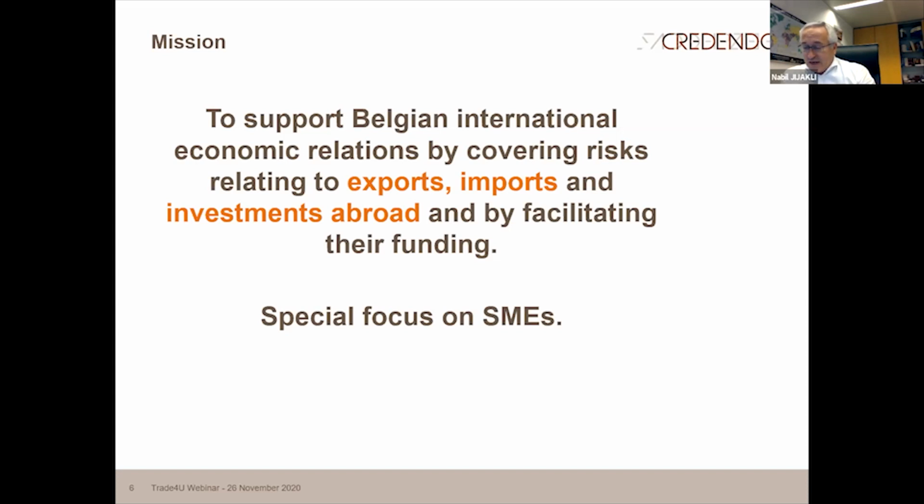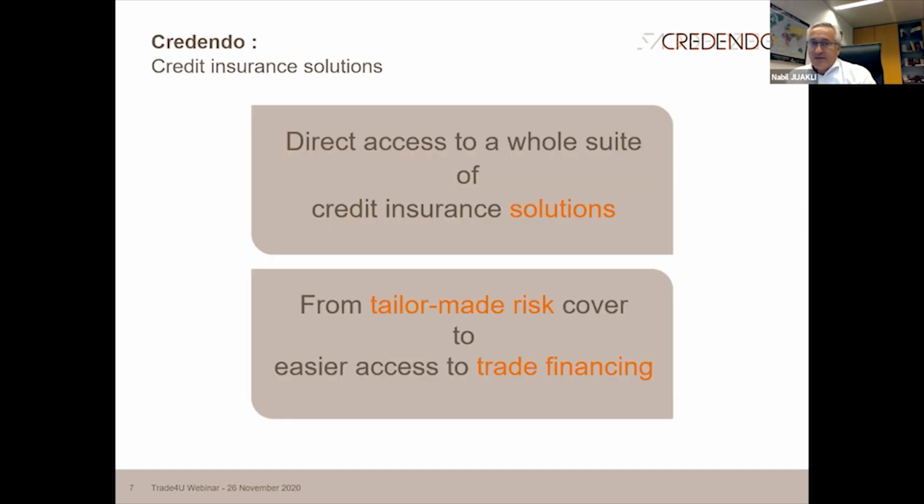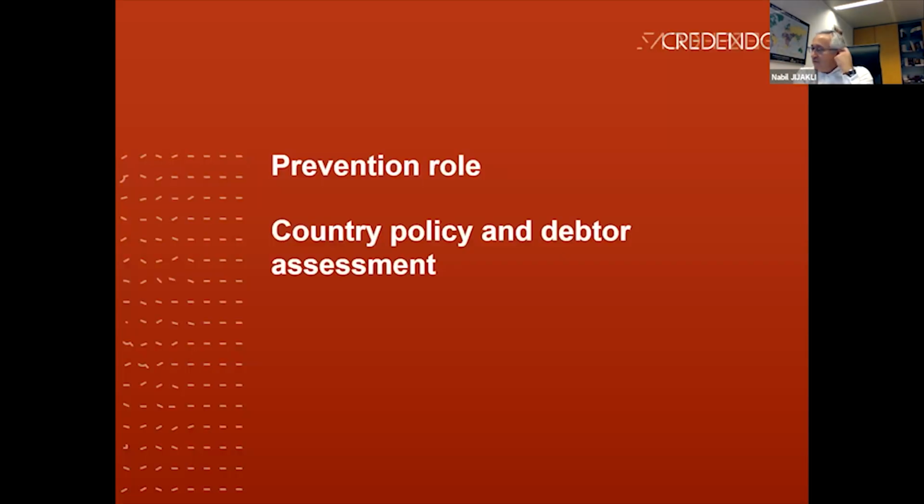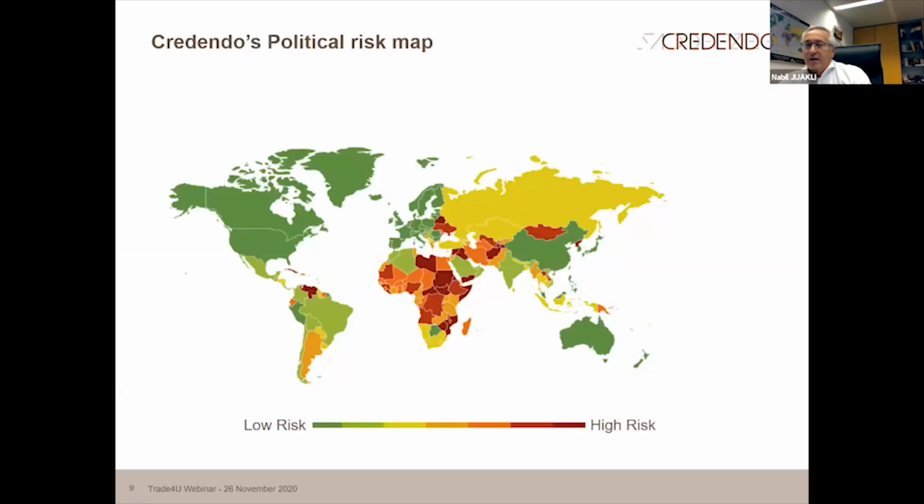So if you go to the next slide, working with Credendo means direct access to the whole suite of credit insurance solutions, covering all aspects of trade worldwide, and with a tailor-made approach. What does it mean? I used to say that we have 3 major roles. The first one is a preventive role. The second one is to support a company exporting. And the third one is, when things go wrong, to indemnify and pay for the risk if it has happened.